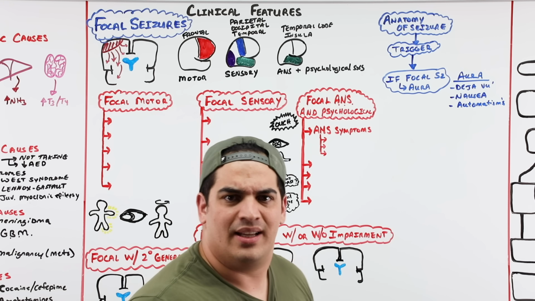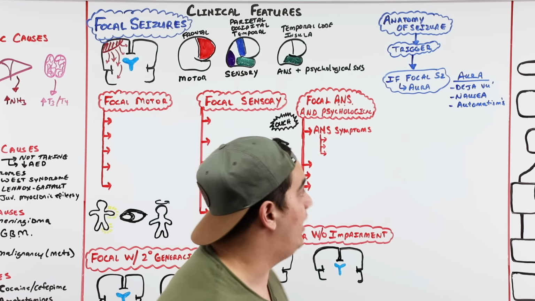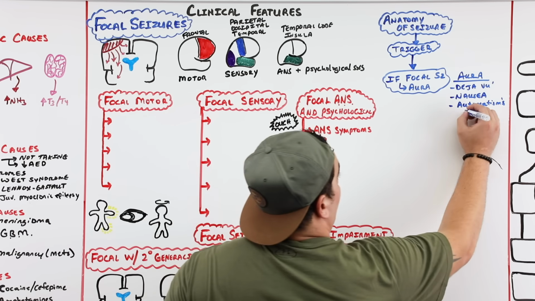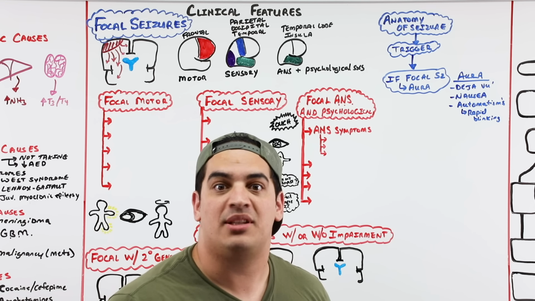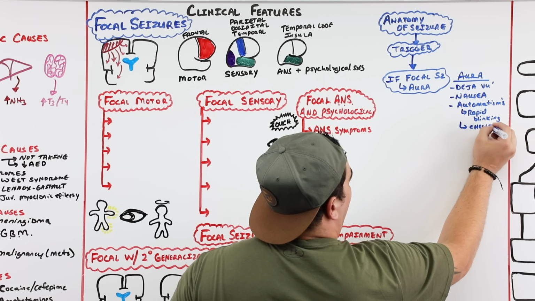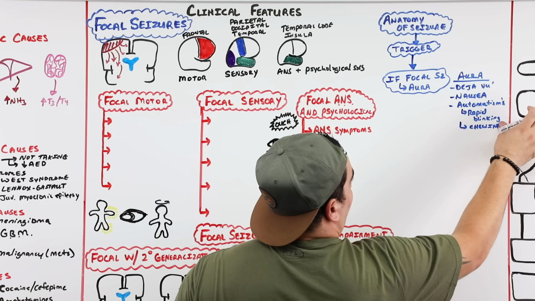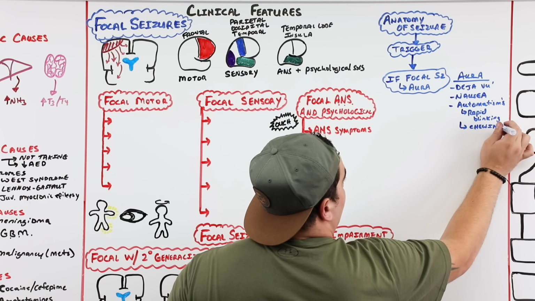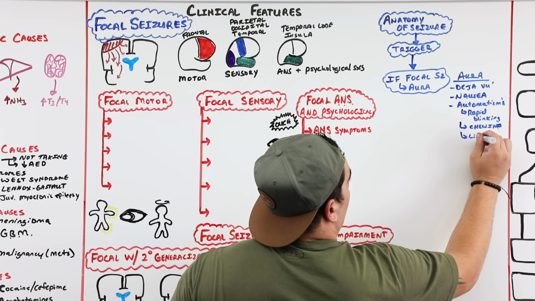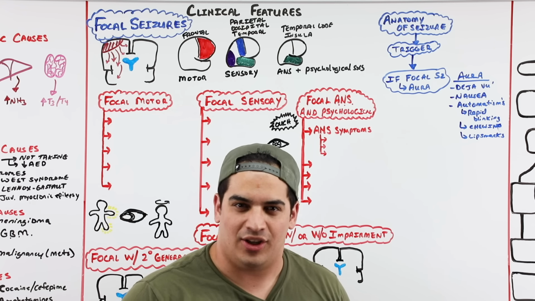What the heck is automatisms? Automatisms is when someone's doing this: rapid blinking of the eyes. If they're chewing and lip smacking, that could also be an automatism. So abnormal chewing, even though they don't have any food or gum in their mouth, or smacking their lips. These are common automatisms that you can see with these patients.